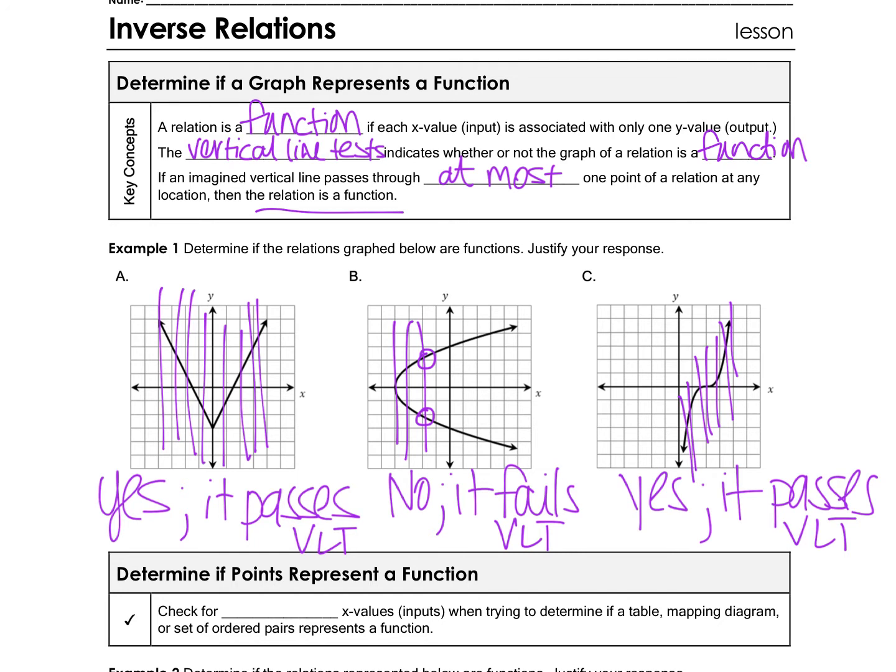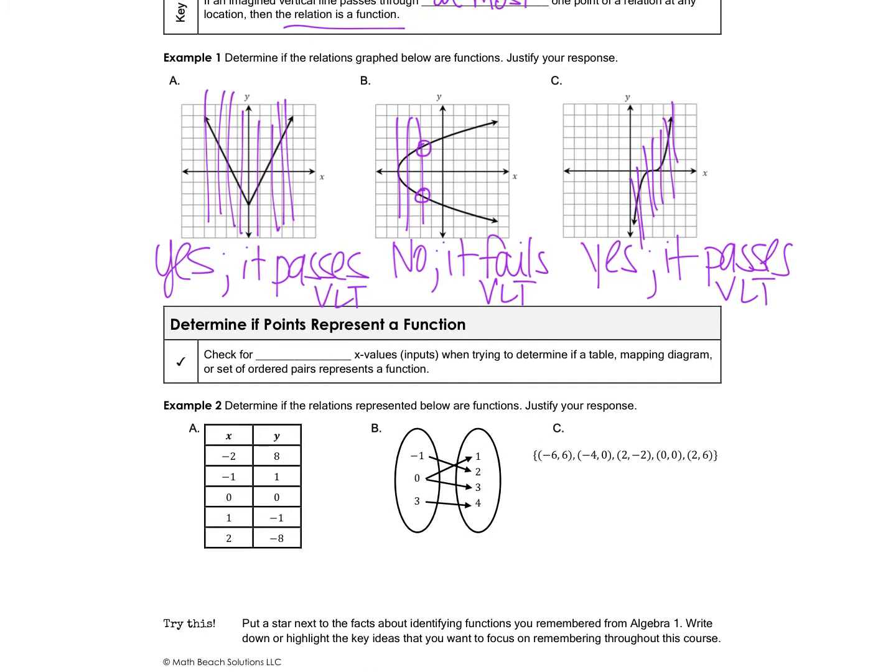Okay, so that's how we determine if a graph is a function or not. We use the vertical line test. If it only intersects at one place every time we draw the vertical line, then that is a function. If it intersects at more than one point, then it is not a function.